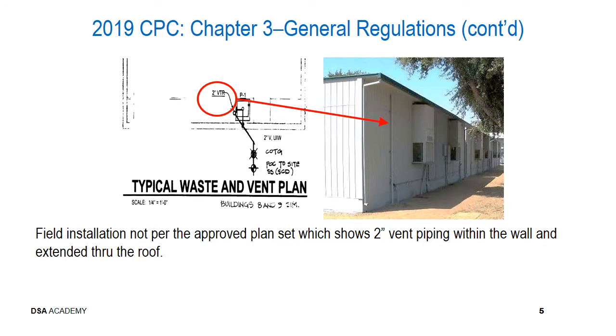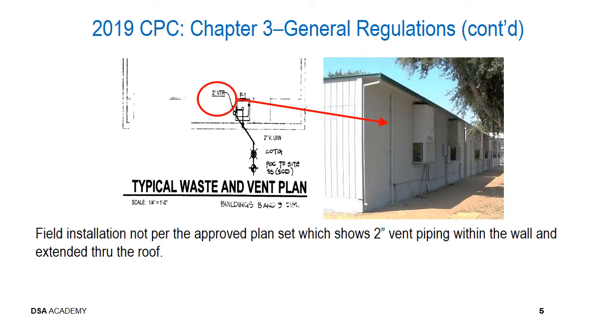If we look at the drawing on the left-hand side, it clearly shows a 2-inch vent through the roof, and it shows that particular vent being installed inside of the wall framing. Now the image on the right shows the finished product, which is a 2-inch vent through the roof, but it is not swallowed up by the wall framing.